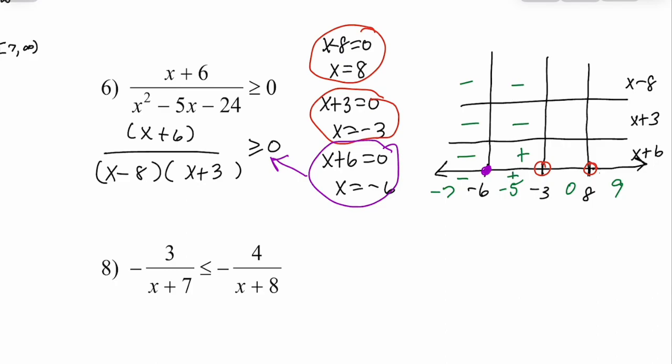Now, if we plug in 0, we get a negative 8, a positive 3, and a positive 6. 1 negative keeps it a negative. And then if I plug in 9, I get a positive, and a positive, and a positive, which is a positive. Okay, now go back to our symbol. Greater than or equal to 0 means that we are searching for positives. Greater than 0, positives. So color in your positives.